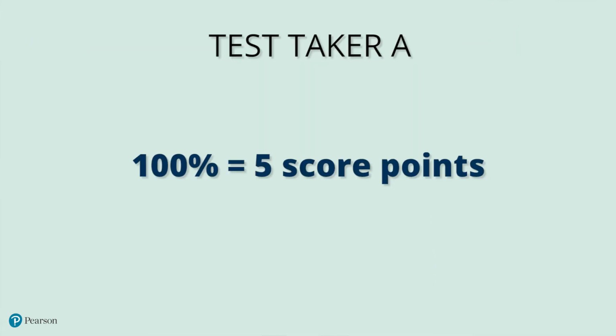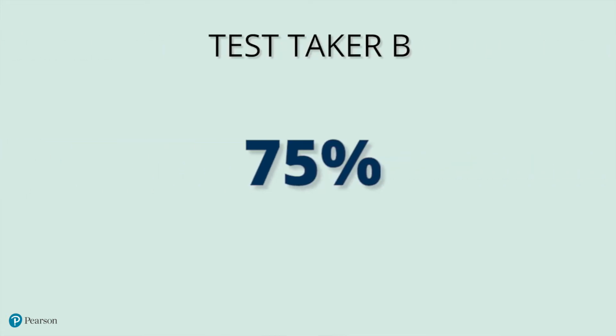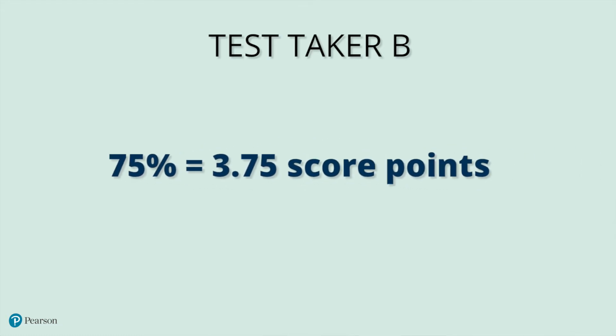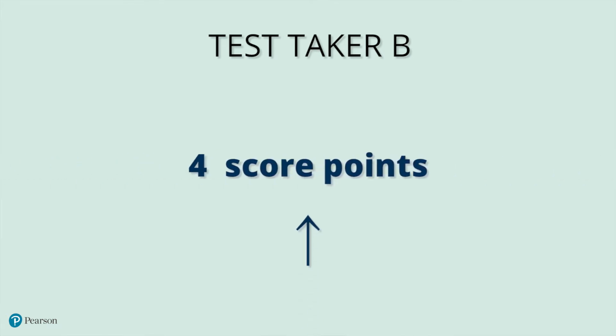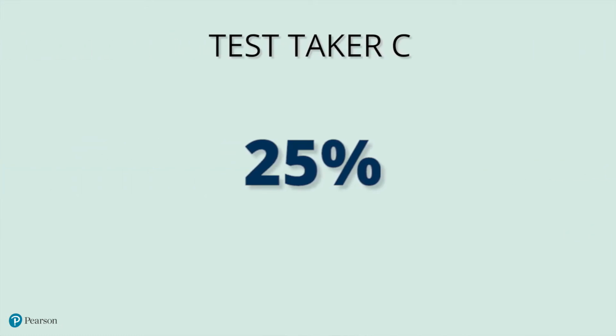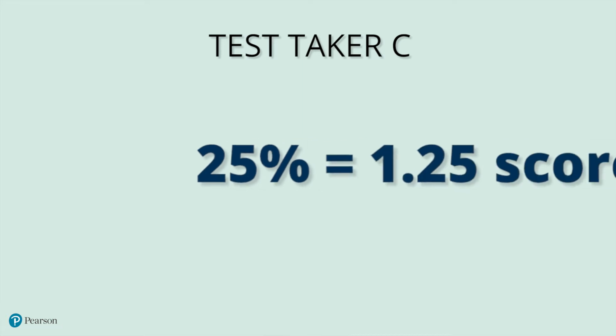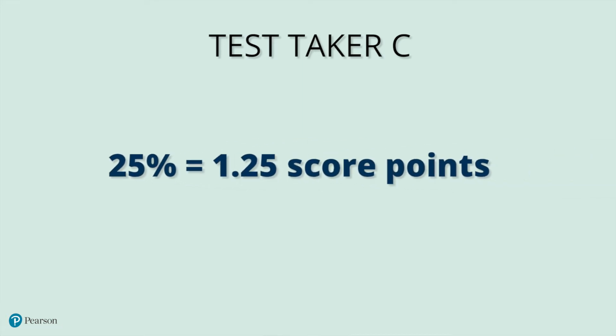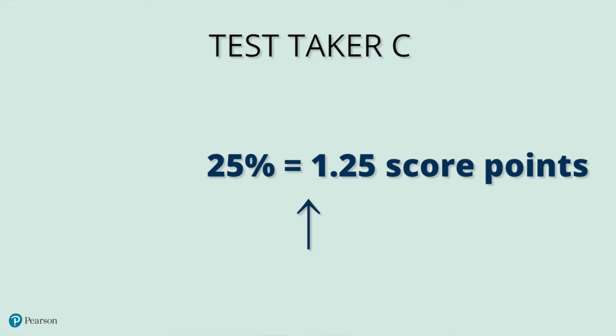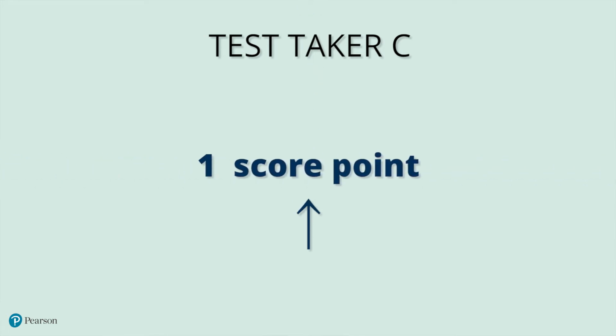How does that now translate into score points from 0 to 5 for listening? Well, test taker A's result was 100%, so they receive a maximum of 5 score points for listening. Test taker B's result was 75%. 75% out of a maximum of 5 score points averages out at 3.75. We want the result to be 1 digit, so we round it up. Test taker B receives 4 score points for listening. Test taker C's result was 25%. And 25% out of a maximum of 5 score points is 1.25. Now this time we round the result down. Test taker C receives 1 score point for listening.